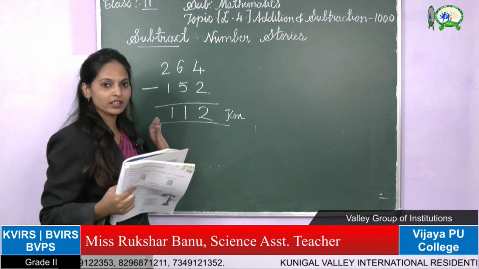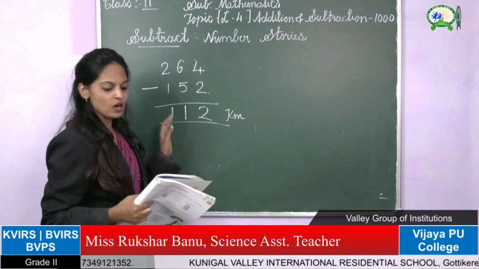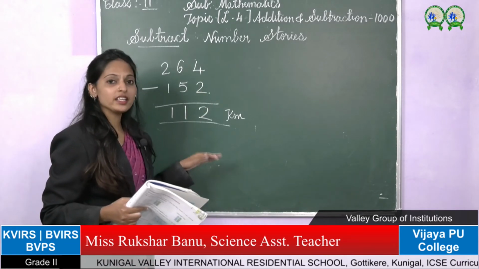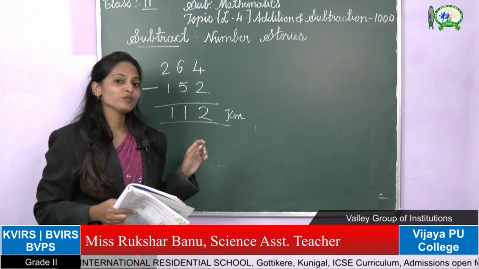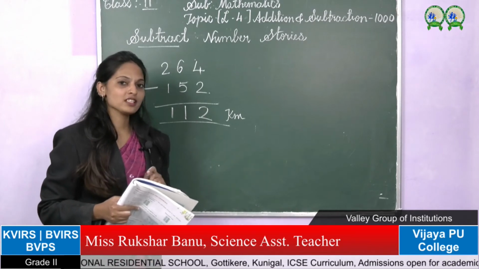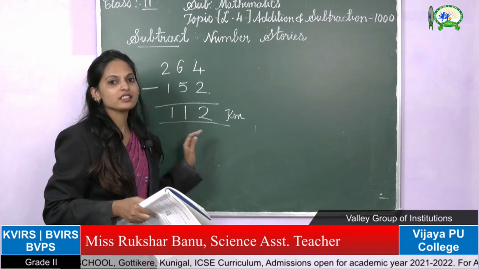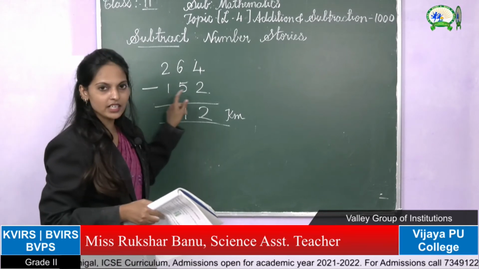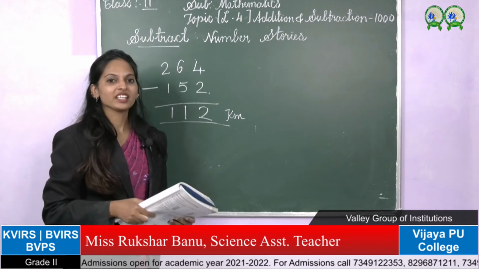So in this, again I will repeat, Raju is traveling to his grandmother's house 264 kilometers. Okay, but he has already covered 152 kilometers. Okay, now still how many kilometers he has to travel means still 112 kilometers he has to travel. Okay, because we have cancelled this 152 from 264 kilometers. Okay, is it clear?